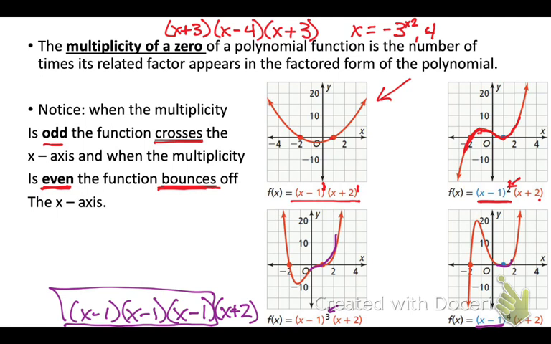Can I write something? You need to write odd multiplicities. It does what? Bounces. I mean crosses. Crosses. Even multiplicity, it what? Bounces. That's what we need, correct?